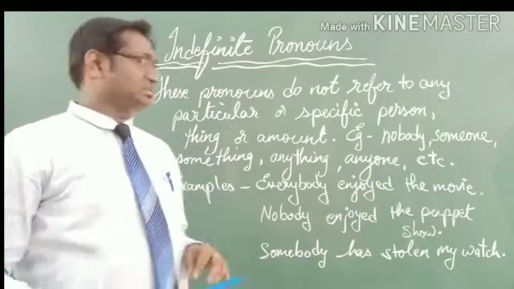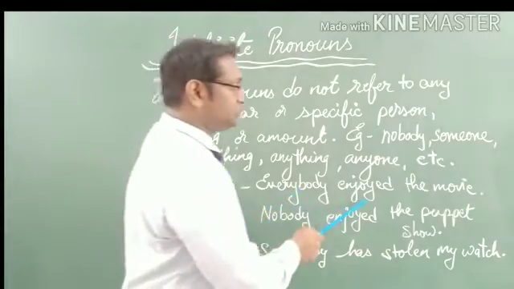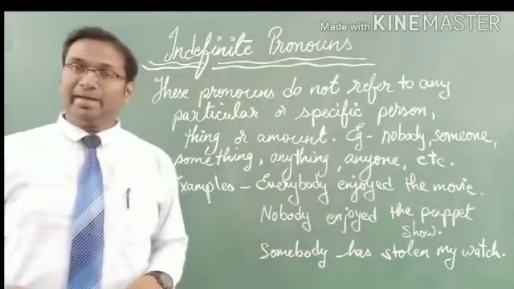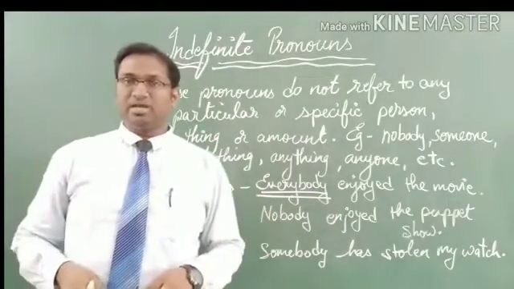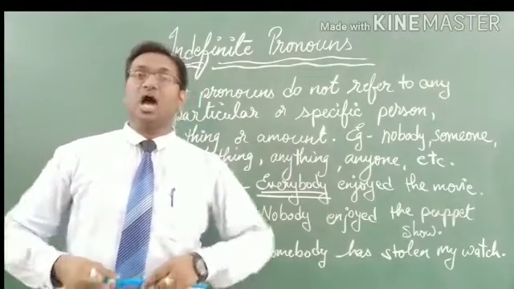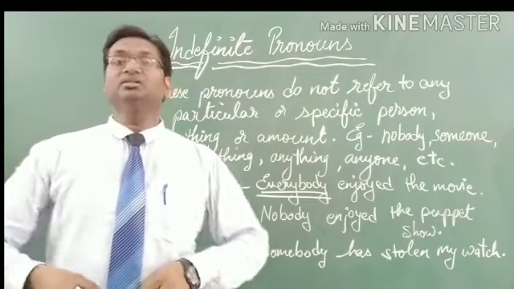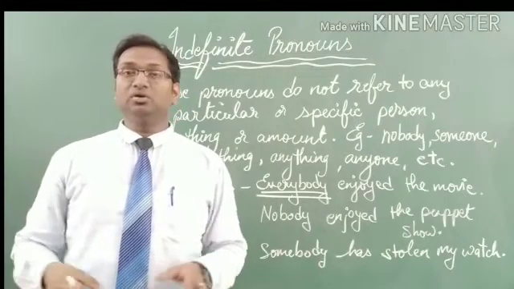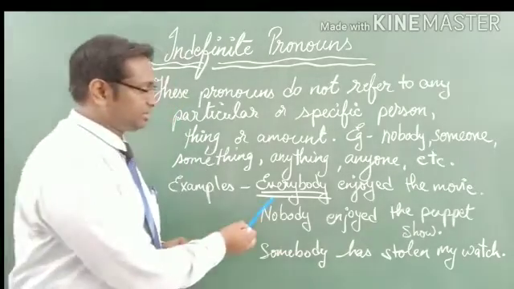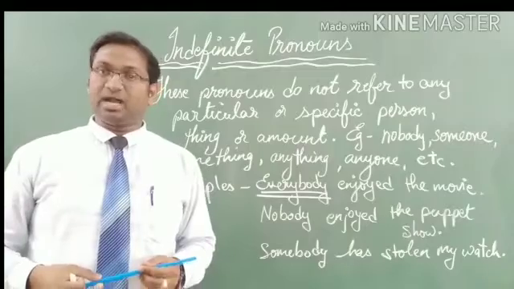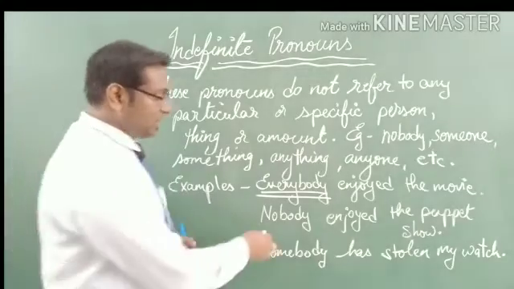Let's see the sentence. Everybody enjoyed the movie. Now over here everybody is your indefinite pronoun. Everybody can be 100, everybody can be 1000. We don't know the exact number. So everybody over here is your indefinite pronoun. That pronoun is not definite.